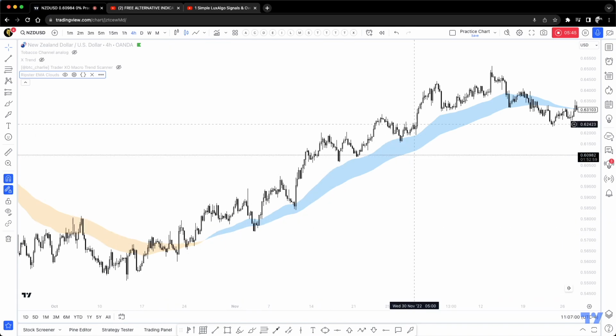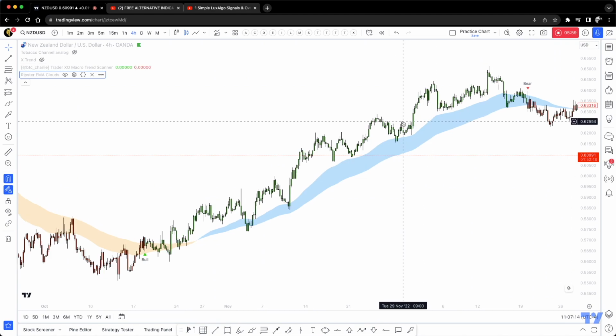When the price is above the cloud, we're supposed to be buying. When it's below, we're supposed to be selling. Okay, that's basically it. All right. The next thing is basically the one that gives the signals, pretty much the buy and sell. Okay, and it also changes the color of the candles.